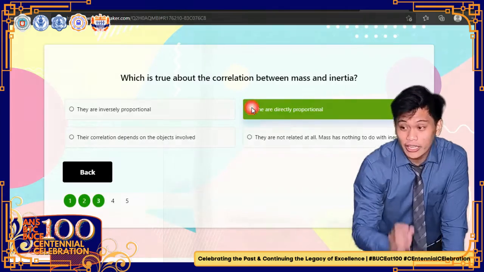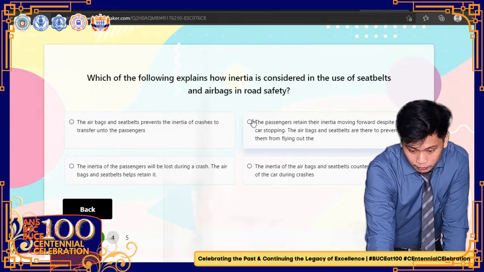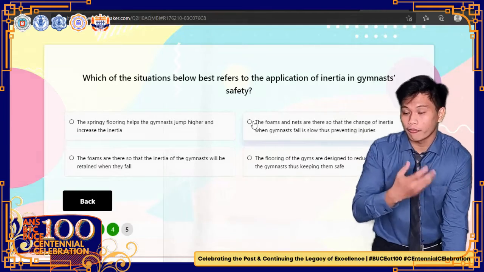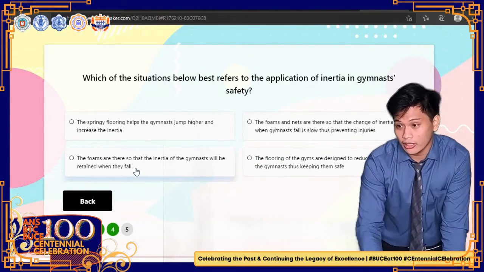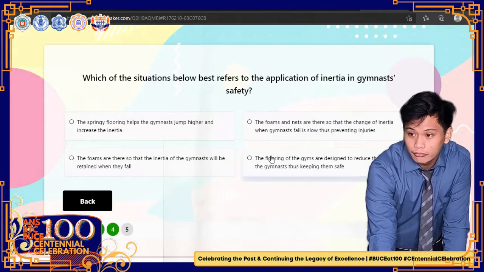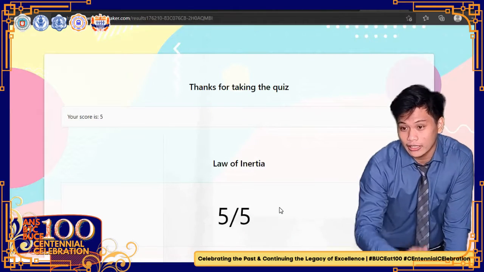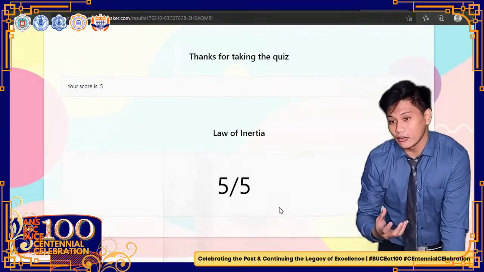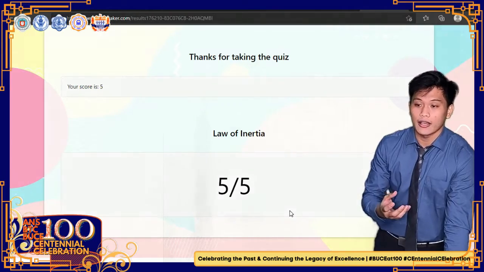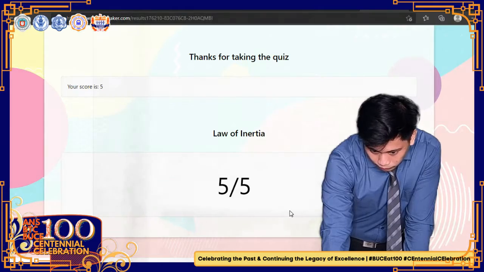Indeed, the correlation of mass and inertia is directly proportional. And number 4, okay, that's correct. The seatbelts are there to prevent you from flying out the window due to the retention of your inertia when the car stops. And lastly, number 5. Okay, yes, please. That is correct. It's letter B. The foams are there so that when athletes land or fall, the change of inertia is slow and thus prevents injuries. Let's go for the results.